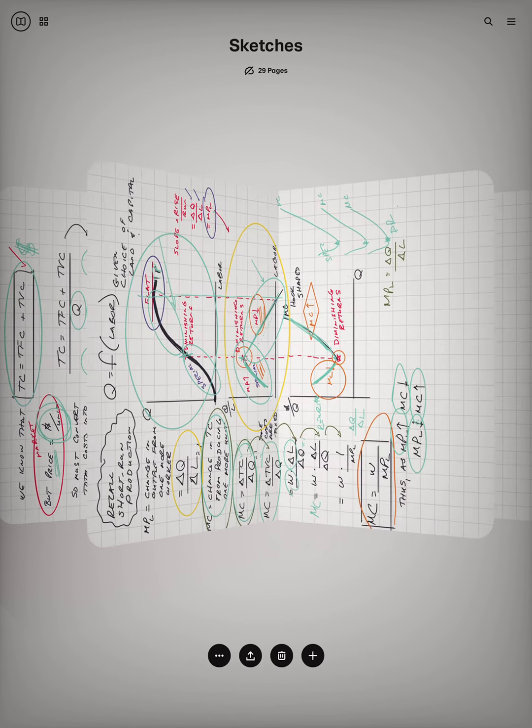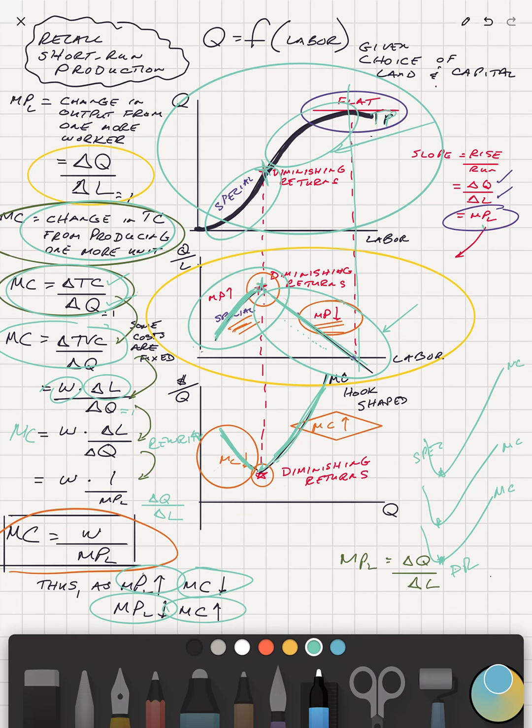Okay, let's go on to this one. Now this is going to look really confusing, but again, I'm not going to write it out because I've done it 6 times. What we're talking about here, we talked about this before, the marginal product of labor is the change in output from hiring one more worker. Delta Q over delta L, where delta L is equal to 1.